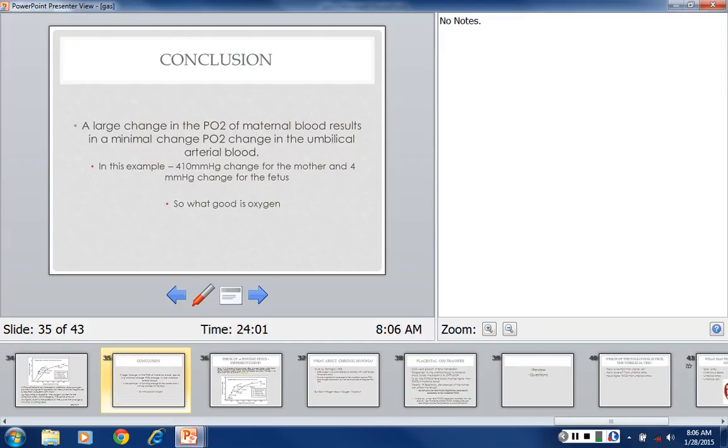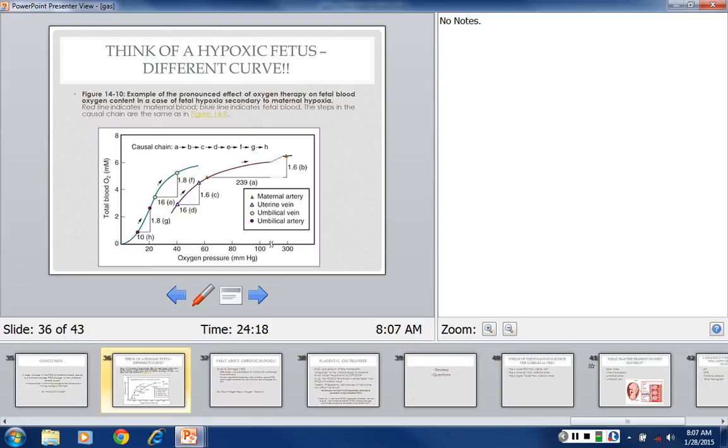So again, a large change in the PO2 of maternal blood results in a minimal change in the PO2 of the umbilical artery blood, or from 410 to 4 in this example. So basically, why are we giving our patients oxygen? Baby decels and we give mom oxygen, right? Why?